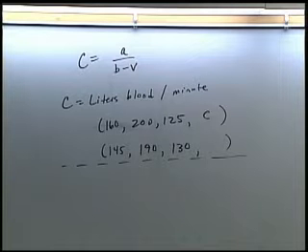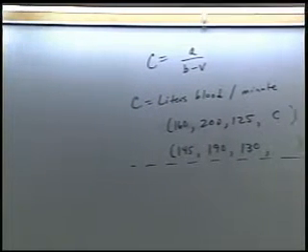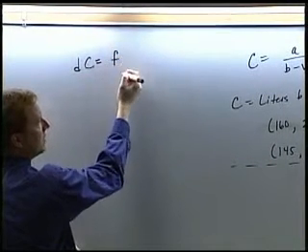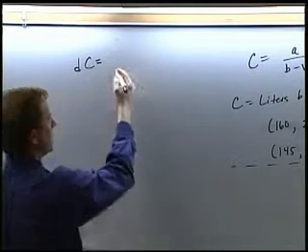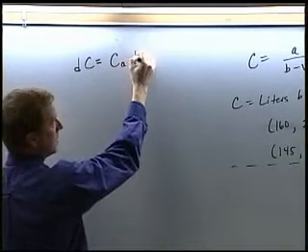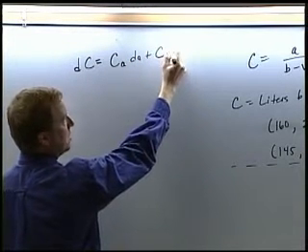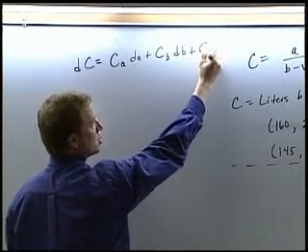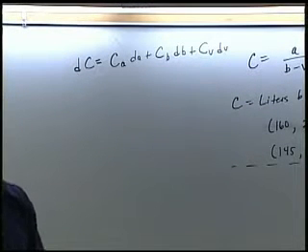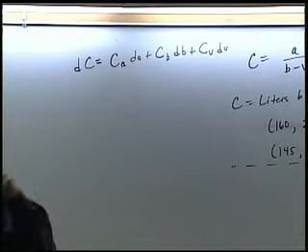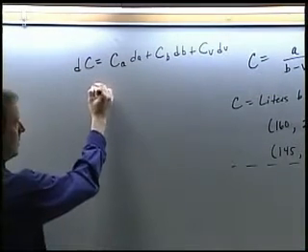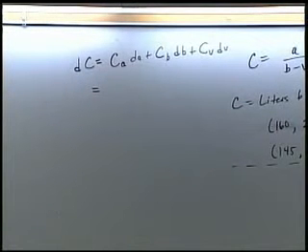Now, our formula this time will look like this. We just have extra variables this time. dC will be the partial derivative with respect to A times dA plus the partial with respect to B times dB and the partial with respect to V times dV. So we just have an extra variable in this function, but it's the same process that we just did on the previous two examples. The hard part is going to be doing all these partial derivatives.